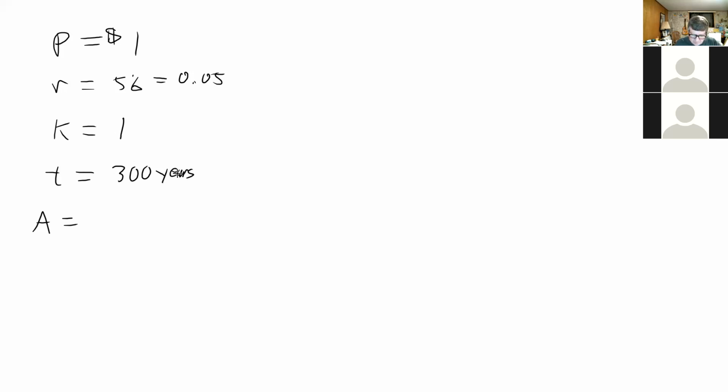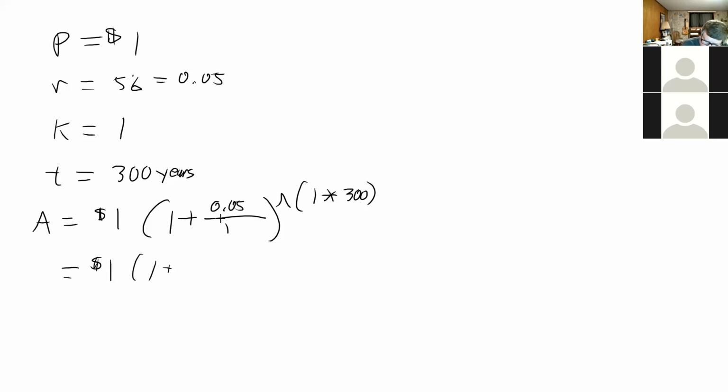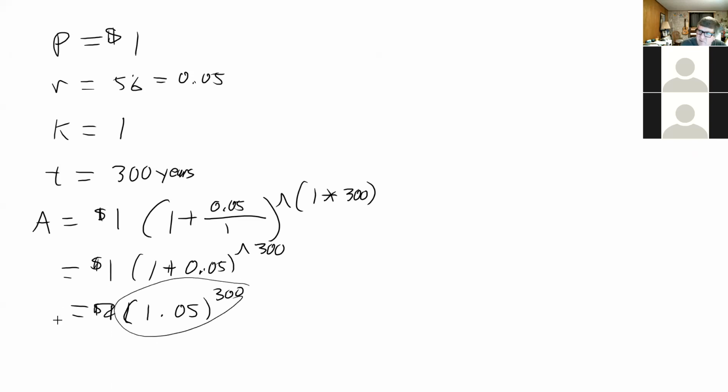So A equals P times 1 plus R over K raised to the K times T power. Let's simplify this first. What's 0.05 divided by 1? 0.05, right? Yes. What's 1 times 300? 300. What's 1 plus 0.05? 1.05. And in fact, I can drop that 1, can't I? Because when I get the answer for that and I take it times 1, I'm going to get the answer. So basically 1.05 to the 300th power. See what you get. 1.05 to the 300th power.